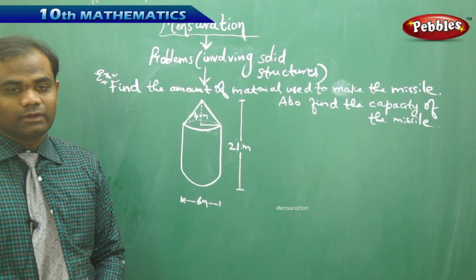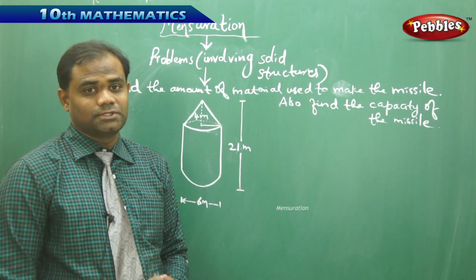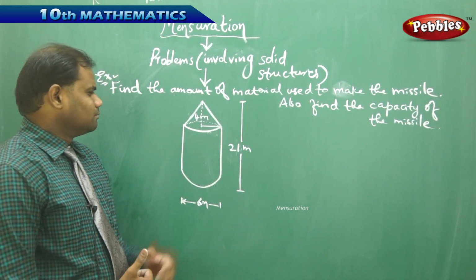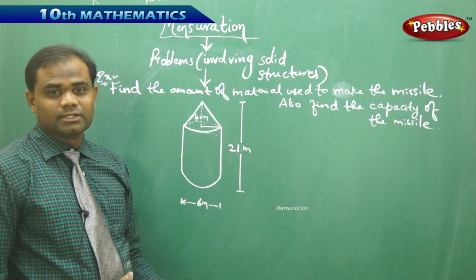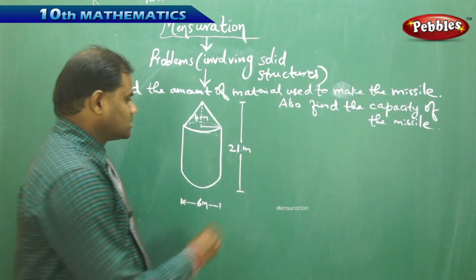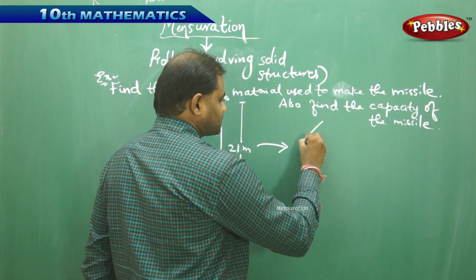Now clearly, when I see this missile, there are three basic solid structures which I identify. Here, the upper part is a cone, the middle part is a cylinder, and the third part is a hemisphere. So let's see more clearly how we get the different solid structures.